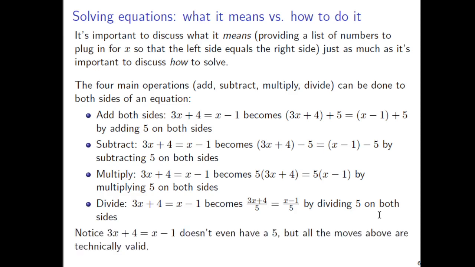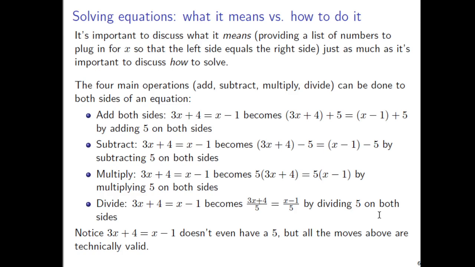Okay, so you'll notice that the starting equation in all four of these was 3x plus 4 equals x minus 1. And there's not even a 5 on either side, but these moves are all technically valid. So you are allowed to add 5 to both sides, even though we don't see a 5. That's okay. And there's actually going to be a time very soon where we will do things like that. So I just want to get you used to this.